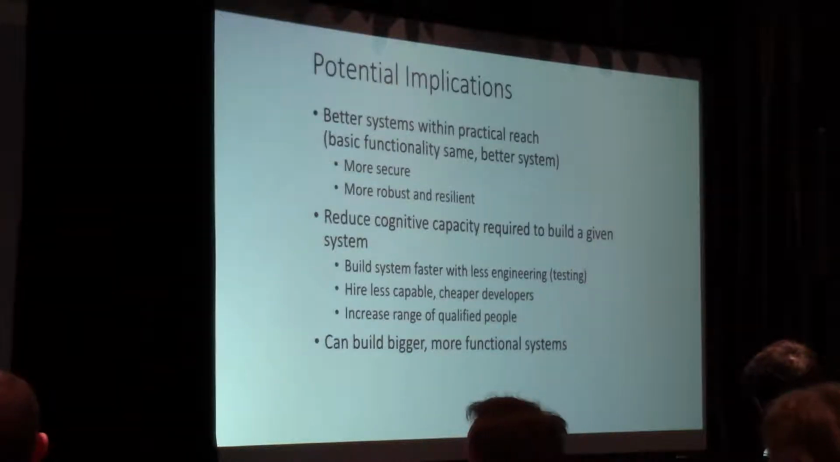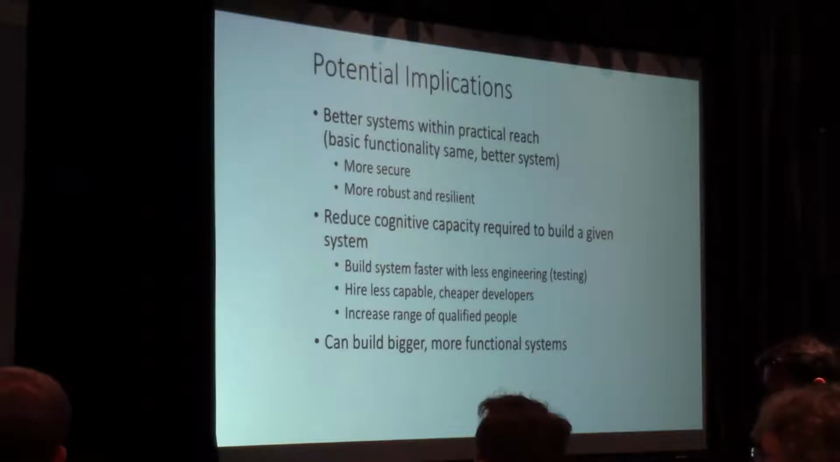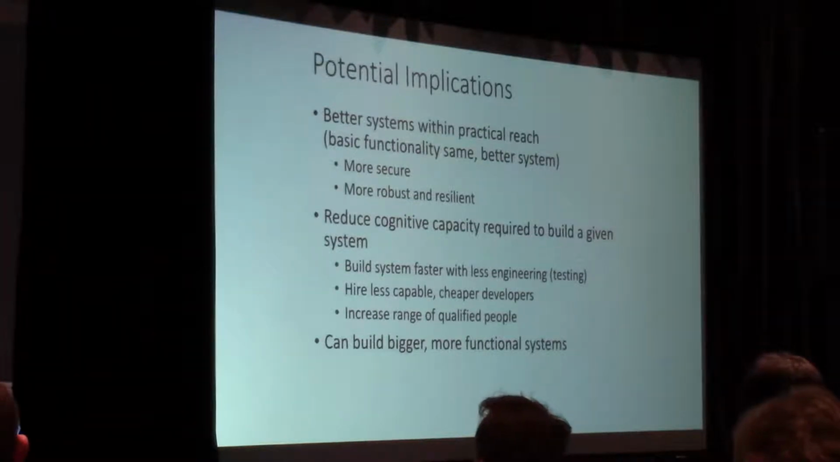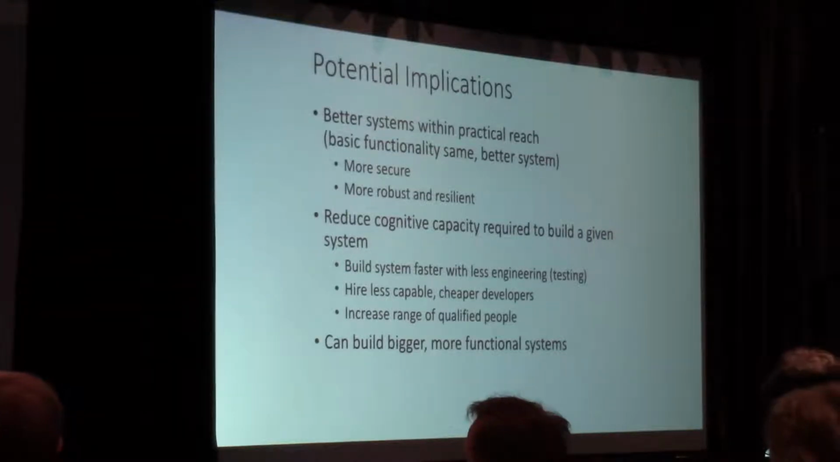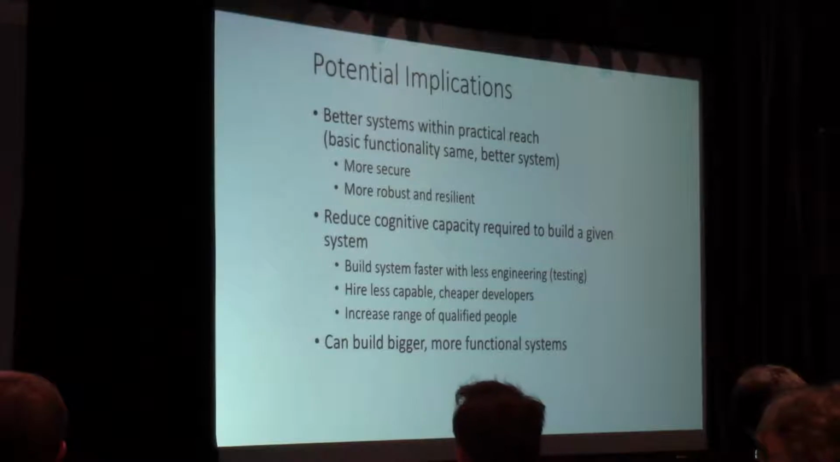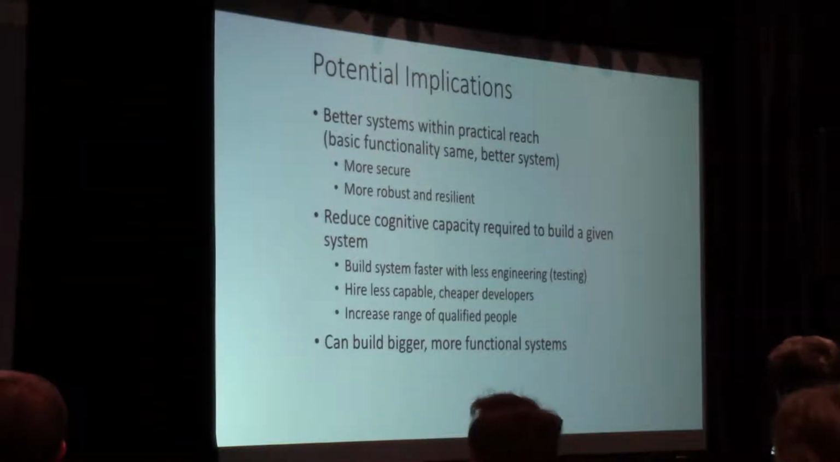Potential implications: better systems within practical reach, more secure, more robust. I'd like to talk a little bit about the cognitive capacity here. Everybody knows that when you're building a software system, the limiting factor is your cognitive capacity. Anything you can do where you have to spend less of your cognitive capacity to build a system is going to enable you to build either the system cheaper or a more heavily functional system. What do you think everybody's going to choose to do? More functionality, right? There's no such thing as too much functionality. Everybody wants more functionality in their systems today. That's why they hire more people, because they're trying to get more cognitive capacity.